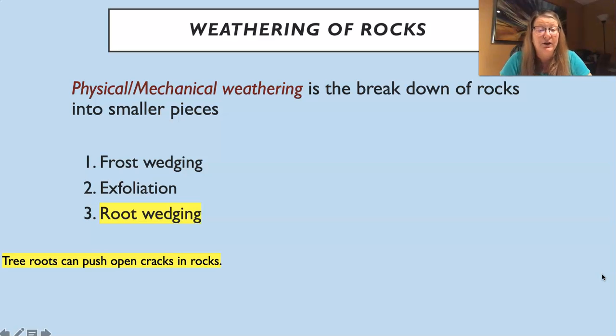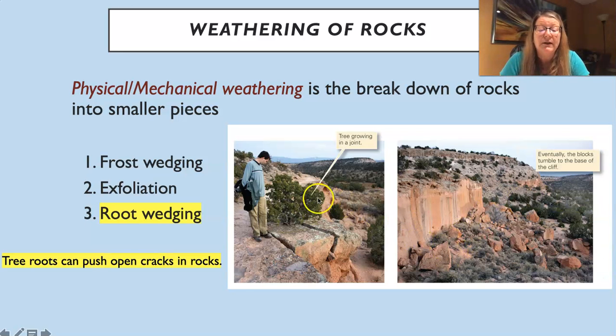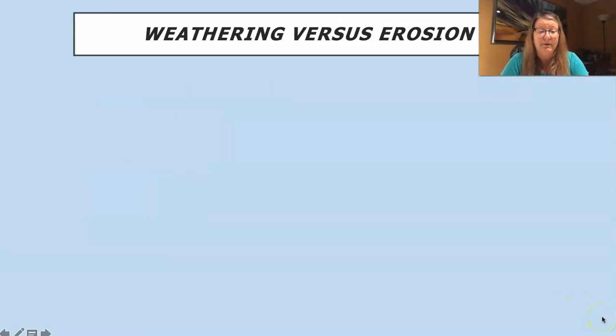Finally, there's some biological activity that can break up rocks, including root wedging. And this is when tree roots can open cracks in rocks. And I'm sure you've seen tree roots break up sidewalks. Well, same thing with rocks. So here's someone looking at some trees growing in some rocks. And over time, these rocks are wedged away from the cliff and they fall down here to the bottom. So these are all types of weathering.